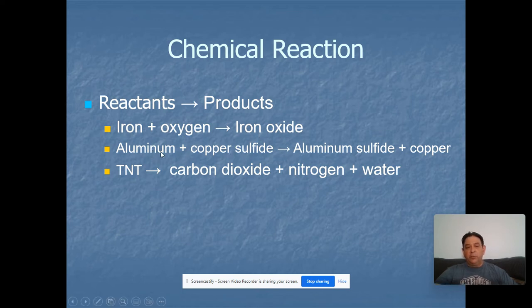We also have here aluminum reacting with copper sulfide. Right. Once again, the plus separates out the two reactants. It's going to go to form aluminum sulfide and copper.